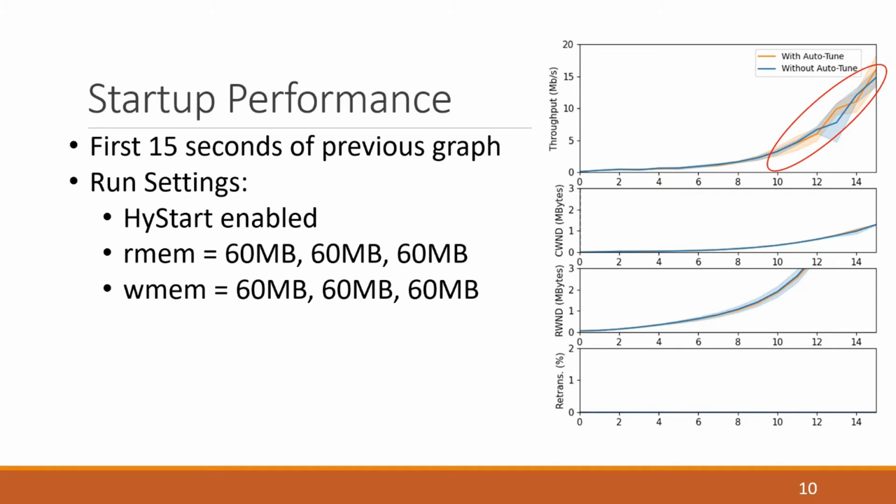So with and without AutoTune appear to grow exponentially, and AutoTune does not appear to be inhibiting the growth of the throughput. And if we take a look at the growth of the receiver window, we see that it's even closer than the growth of the throughput, indicating that variations in the throughput are caused by other factors, and not by the receiver window size.